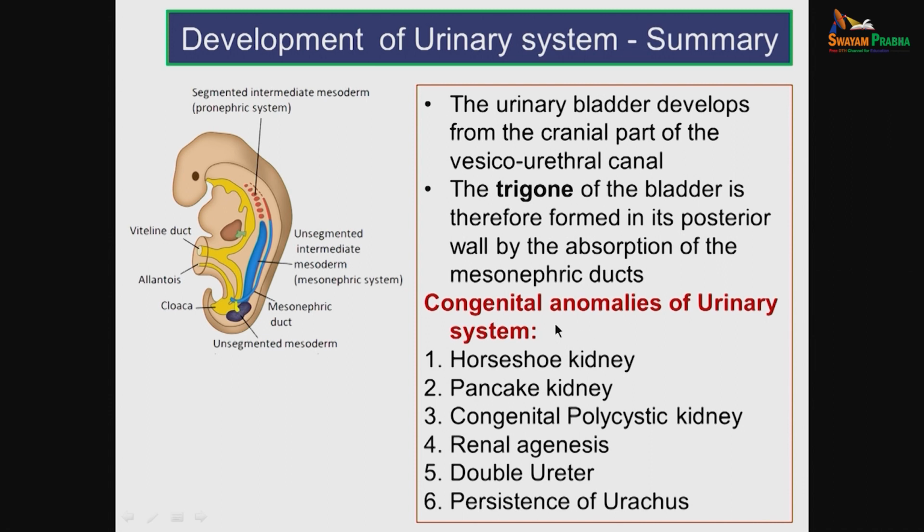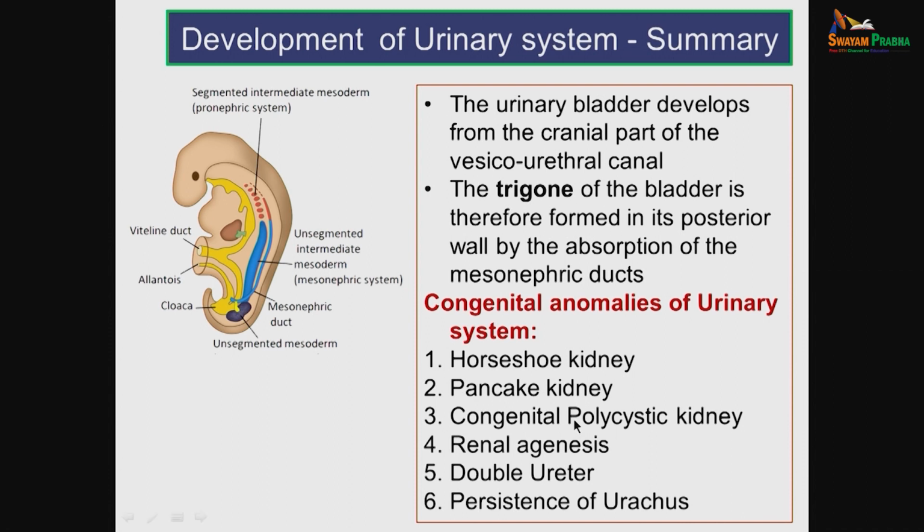So, we also talked about various congenital anomalies of the urinary system. One was the horseshoe kidney, where the inferior poles of the kidney fused with each other. If the whole kidney fuses, then it is called pancake kidney, which can lie in the midline or to the right or to the left side.